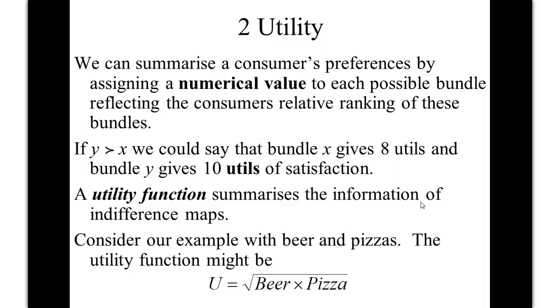So this expression represents a utility function. It just summarizes the information in an indifference map. In the indifference map, you have to show every bundle. You have to show each and every indifference curve, and you have to show a whole host of information. It could be summarized using the utility function. Beer multiplied by pizza, and then get the square root. You can plug in any quantity of beer, you can plug in any quantity of pizza, multiply them together, get the square root.